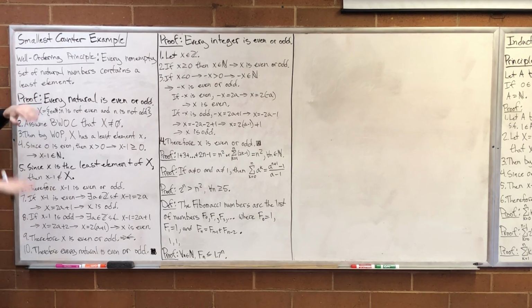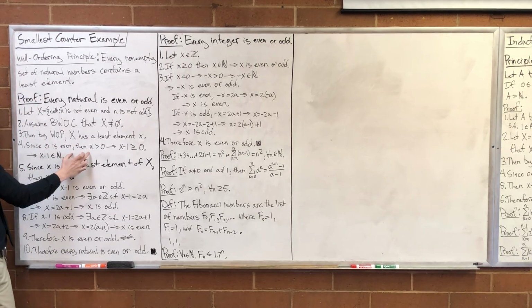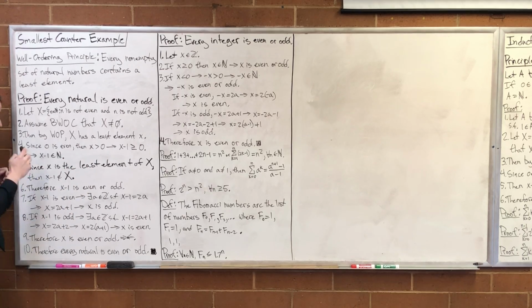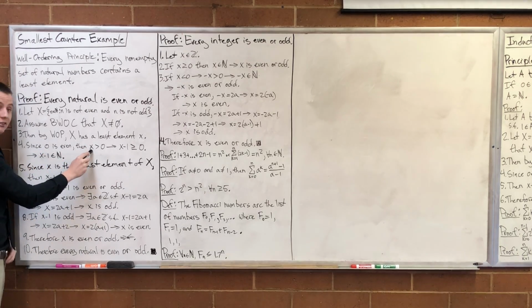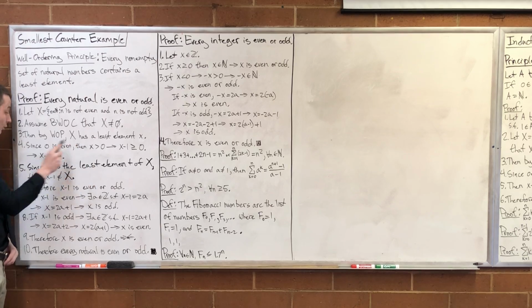That's a big picture of what we're doing. Let's wrap our heads around all that. So I know 0 is even. I know x is not even and x is not odd. Therefore x is not 0. Therefore x is bigger than 0.